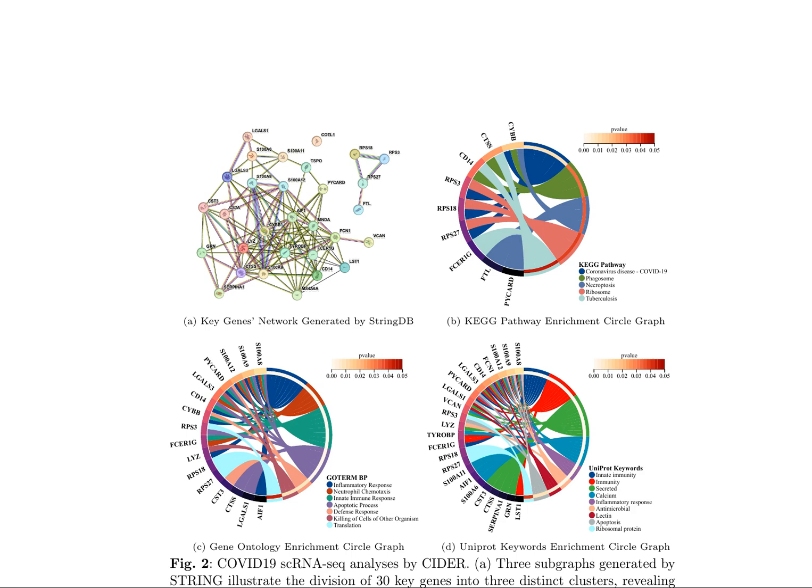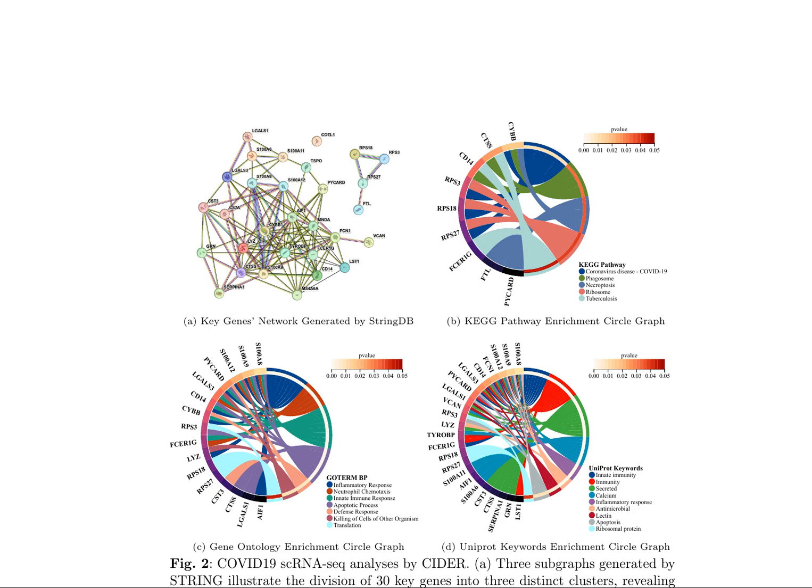These genes were divided into 3 distinct clusters based on known and predicted protein-protein interactions, revealing potential unique functions and interactions within the molecular network. Notably, KEGG pathway enrichment analysis showed that the key genes were significantly enriched in pathways related to ribosomes, apoptosis, tuberculosis, and COVID-19, suggesting a direct connection between the key genes and disease mechanisms. 4 key genes, including CYBB, RPS3, RPS18, and RPS27, overlapped with the COVID-19 pathway.